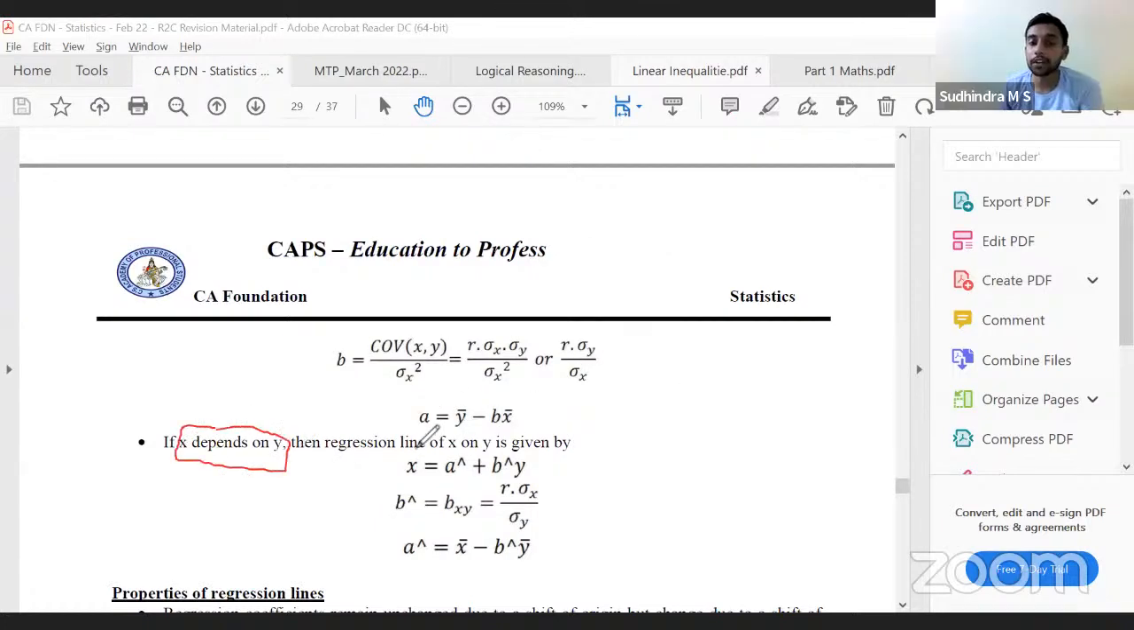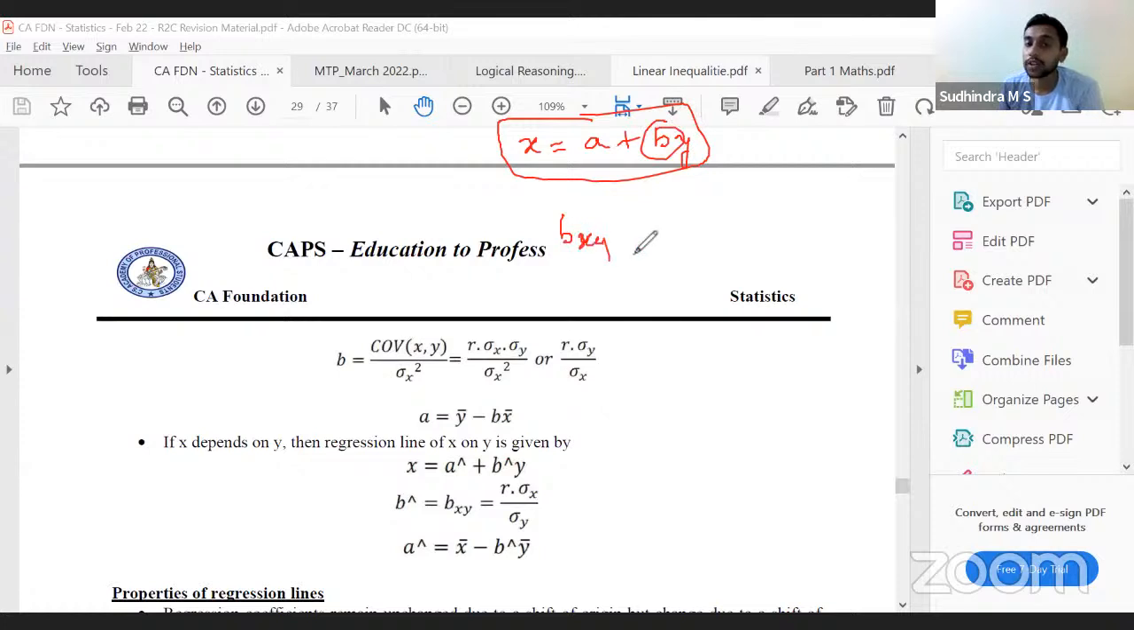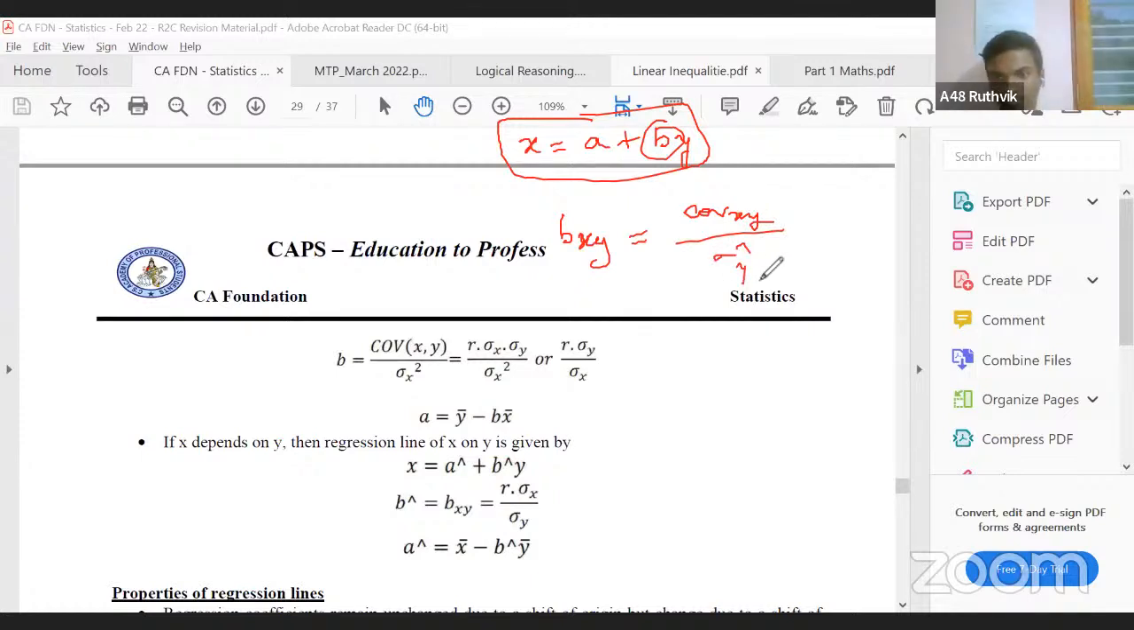Similarly, the other way around. If x is dependent on y, then the regression line of x on y is given by x is equal to a plus b into y. In such cases, b will be considered as bxy, which is covariance of xy divided by variance of y, or correlation coefficient into standard deviation of x divided by standard deviation of y.